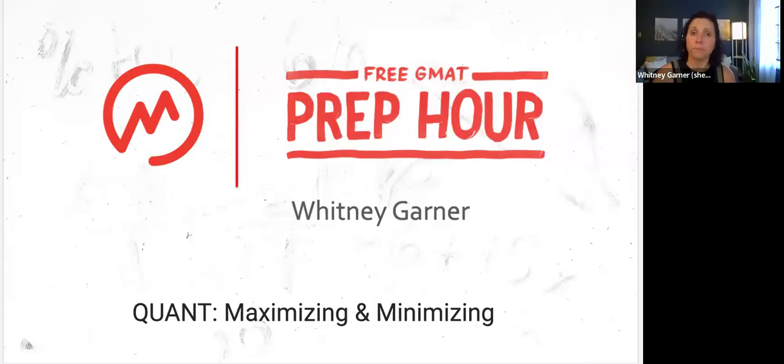Tonight's plan is still the quantitative section, although some of this may apply in the data insight section, but a lot of this is going to show up more traditionally in the quant section of the test under the concept of maximization minimization problems. I am excited. We're going to jump right in. The goal is to recognize max min problems and start to think about how we want to attack them.